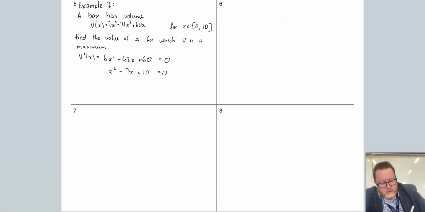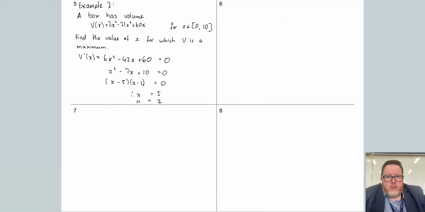I can see that this is fairly easily factorizable because minus 5 minus 2 is minus 7, and minus 5 times minus 2 is positive 10. So that's all good. And that means that x equals 5 and x equals 2. Okay, there are two stationary points, but we don't know which of those is a maximum and which is a minimum. Is it 5 or 2?